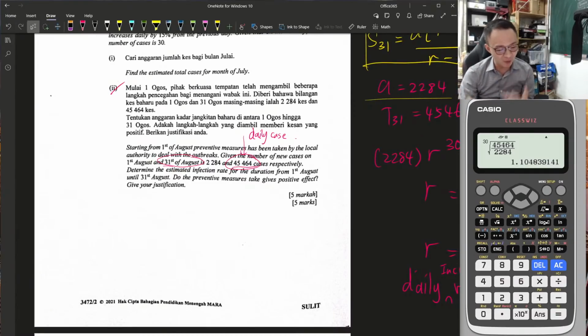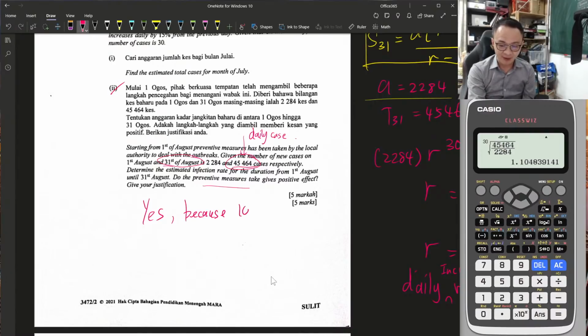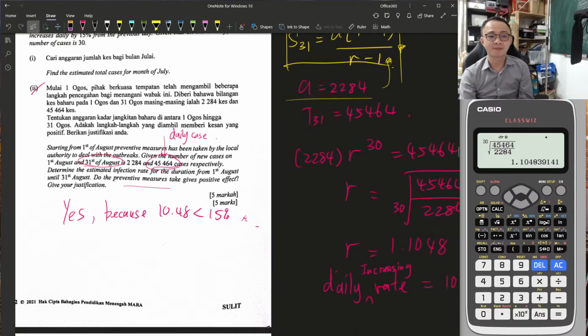I think it's still okay. So do the preventive measures take a positive effect? I would say yes, because it doesn't get worse. 10.48 is lesser than the 15%. So yeah, this is how I justify my answer.